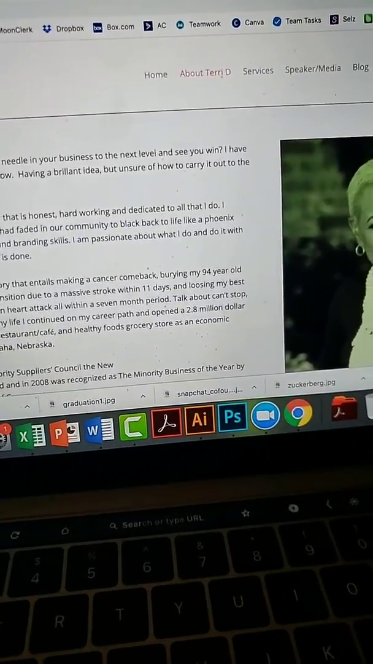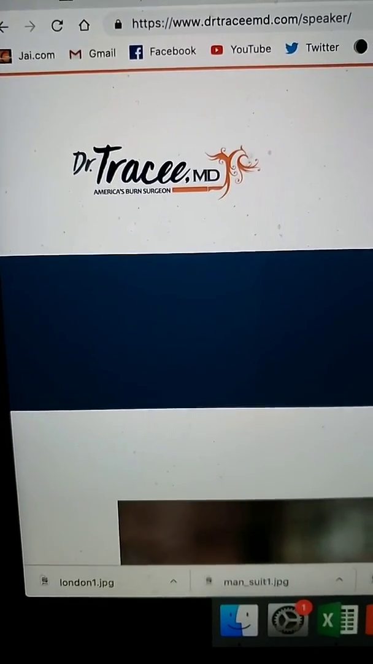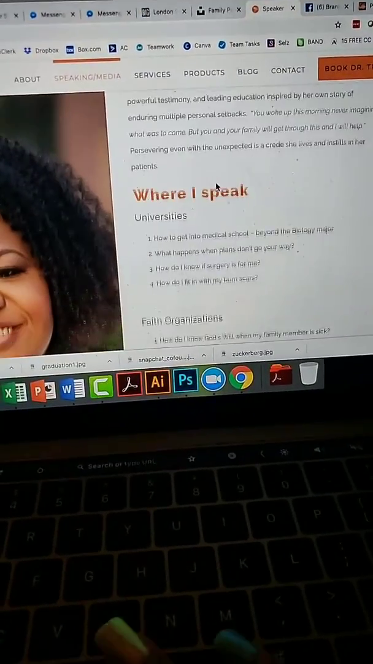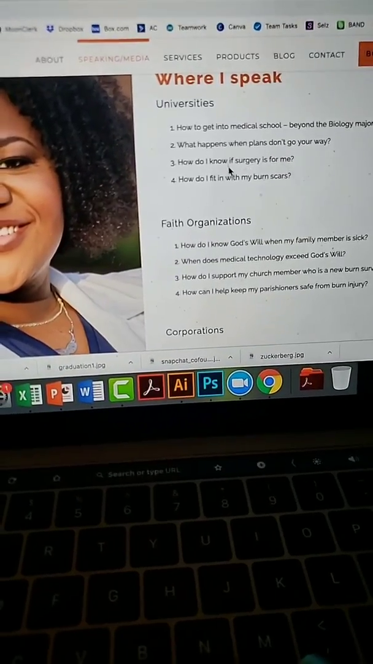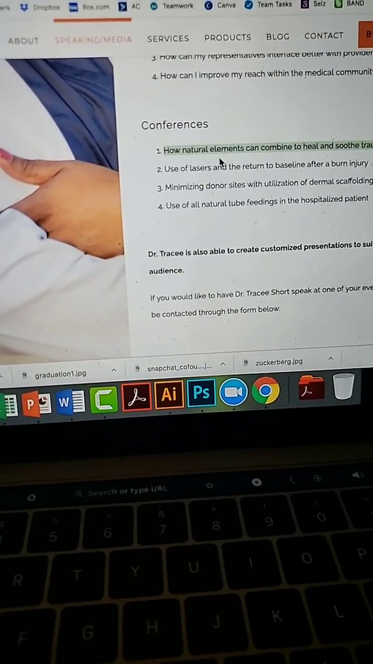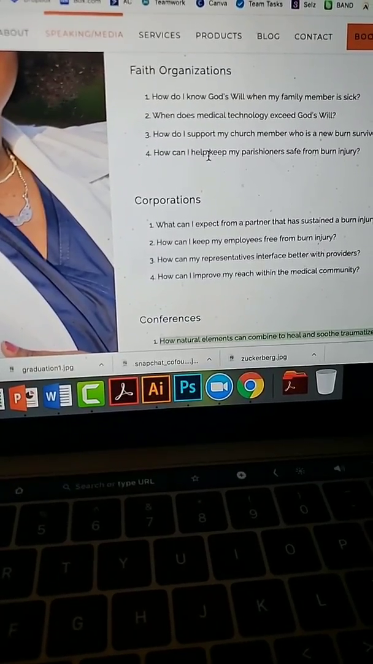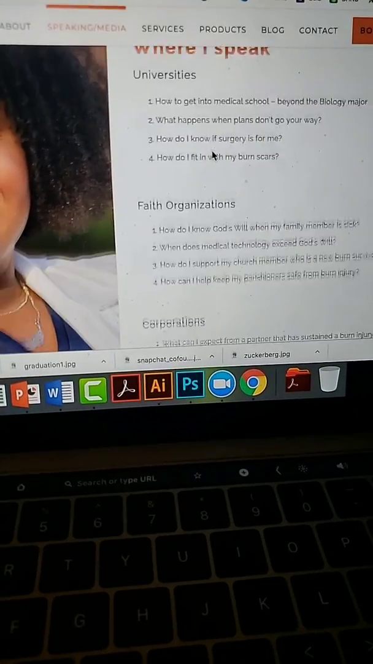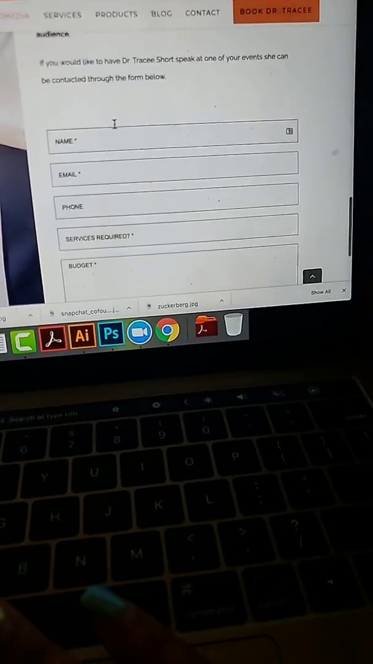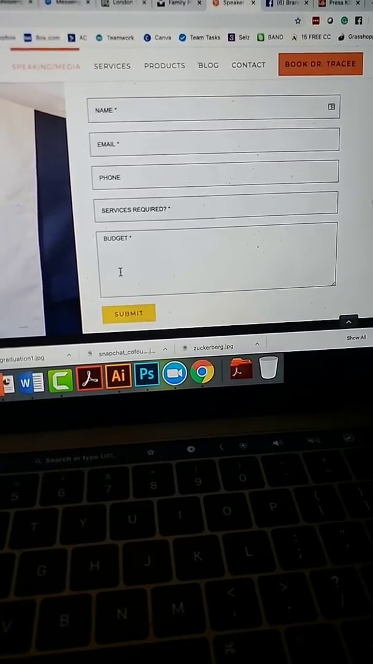One other page that I like that's a great speakers page is our client, Dr. Tracy MD. And here is her page. Here's something that I like. She puts where I speak: universities, faith-based organizations, corporations, and conferences. She tells people exactly the places that she speaks, and then she gives them topics for each type of organization that she speaks at. So I thought that was pretty good. And for her, she did put this contact form.